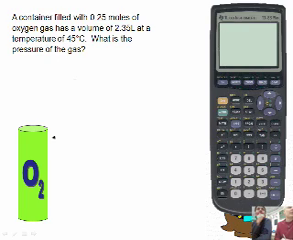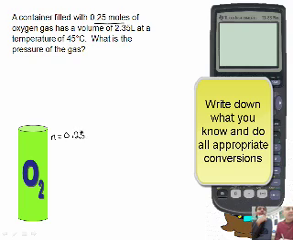All right, so we have a container filled with 0.25 moles of oxygen gas. So let's put our conditions here. I'm going to say n is 0.25. What else do we see there? We've got a volume, V. Okay, what's that? 2.35 liters. We're just getting that from the text up here.